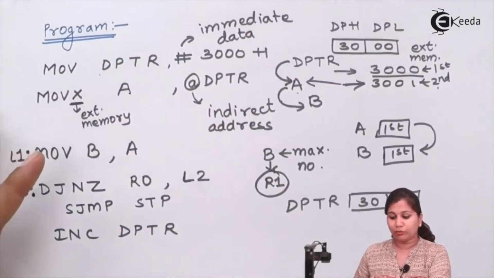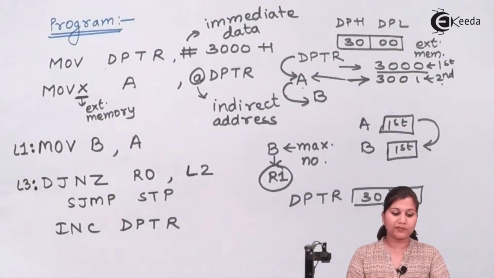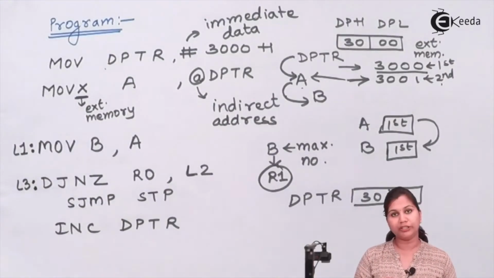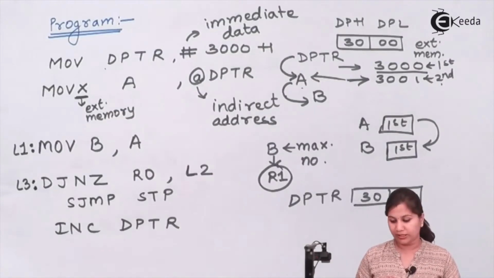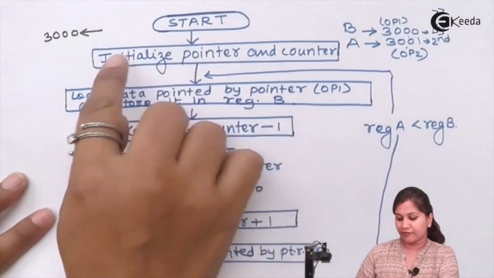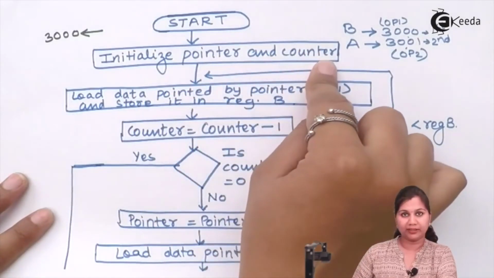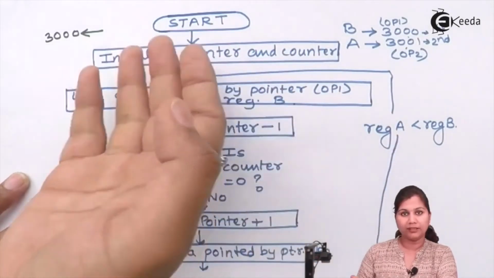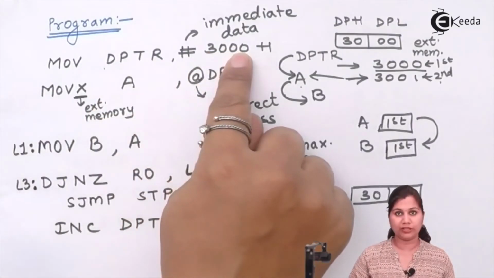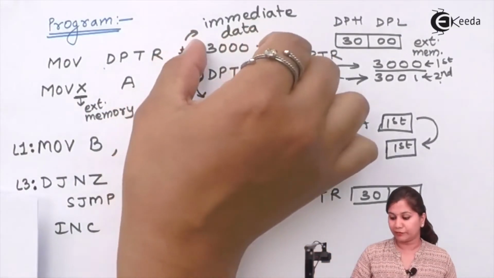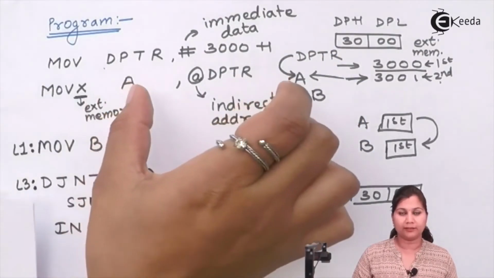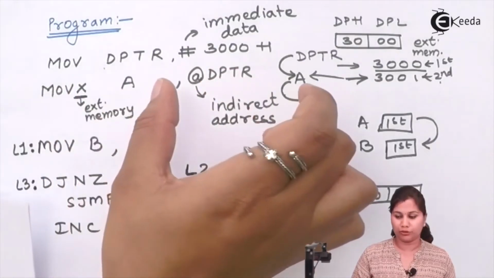So what we have done, whatever blocks we have drawn in the flow chart, you can see that those blocks are being converted into instructions. I will compare that. First, in the flow chart, our first step was to initialize the pointer and the counter. The pointer is the DPTR pointer. You can see that it is being initialized with the value 3000, meaning that from memory location 3000 the numbers are stored in the memory of the microcontroller.